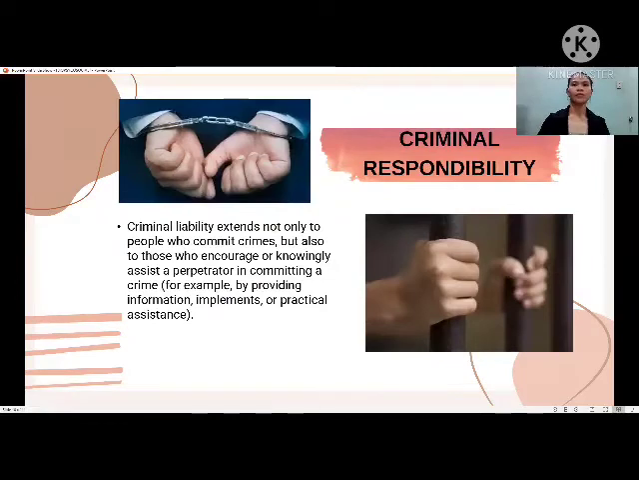Next is criminal responsibility. Criminal responsibility applies to people who encourage or intentionally help an offender in committing a crime; they are also criminally liable. For example, by providing information, implements, or practical assistance. Criminal liability is not only for those who commit the crimes, but also for those who help the offender to commit a crime.